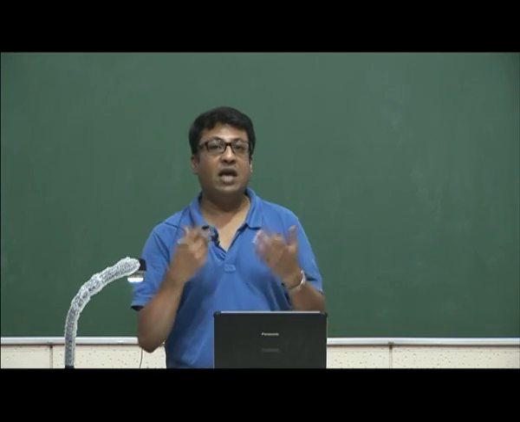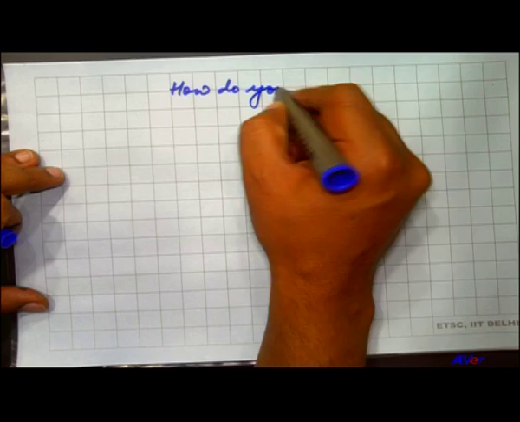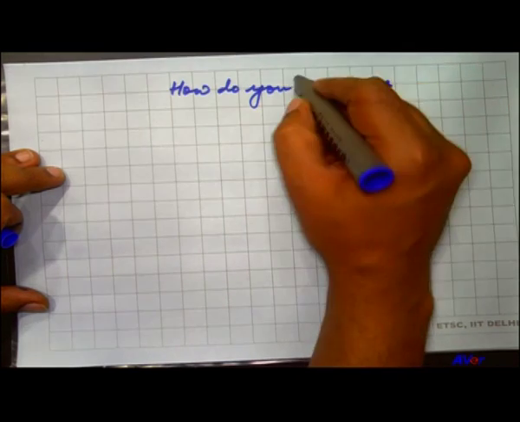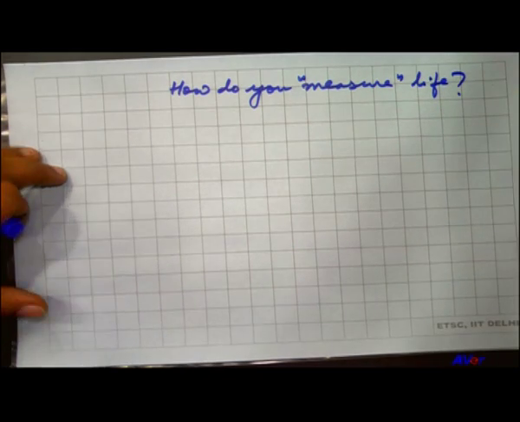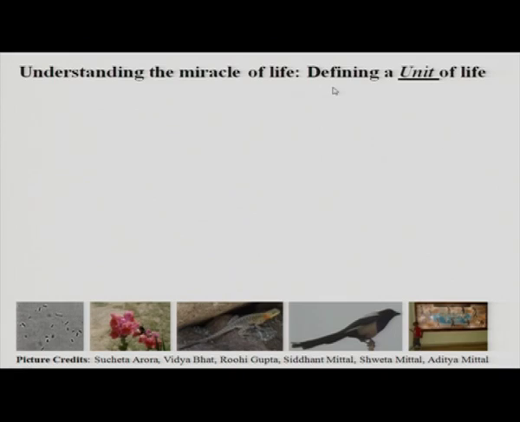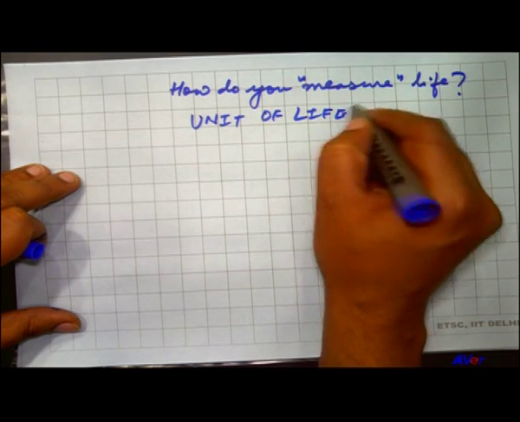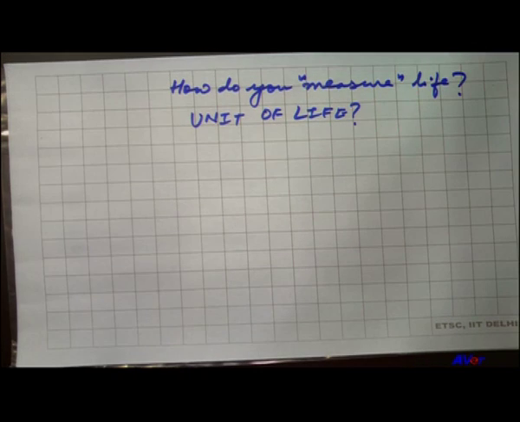Well, I hereby ask you this question: how do you measure life? How do you measure life? In other words, the question on the PowerPoint slide which you see: how do you define a unit of life? This is very important. As I told you, biology is a science. We must have a unit if we want to actually call some system a biological system.